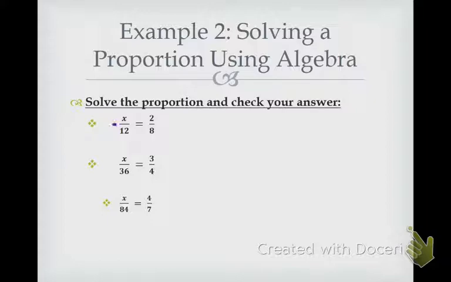So what I'm going to do is multiply that fraction by 12, and that cross cancels it, not to 0, but to 1. So now x is by itself. That's my whole goal.